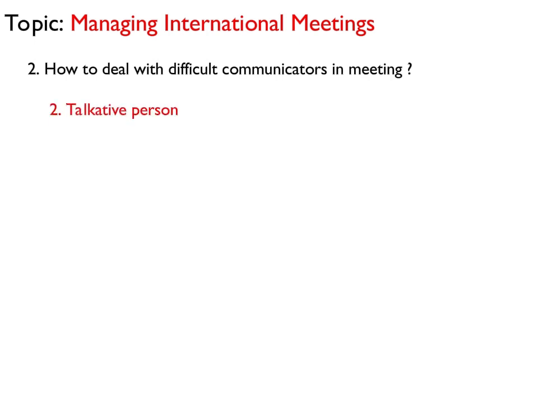Number 2 is the talkative person. A talkative person likes digressing frequently to irrelevant topics. You should gently guide the conversation back on track by summarizing the main point and asking for input on the current topic. You can also suggest discussing the off-topic later and ensure the meeting stays focused.